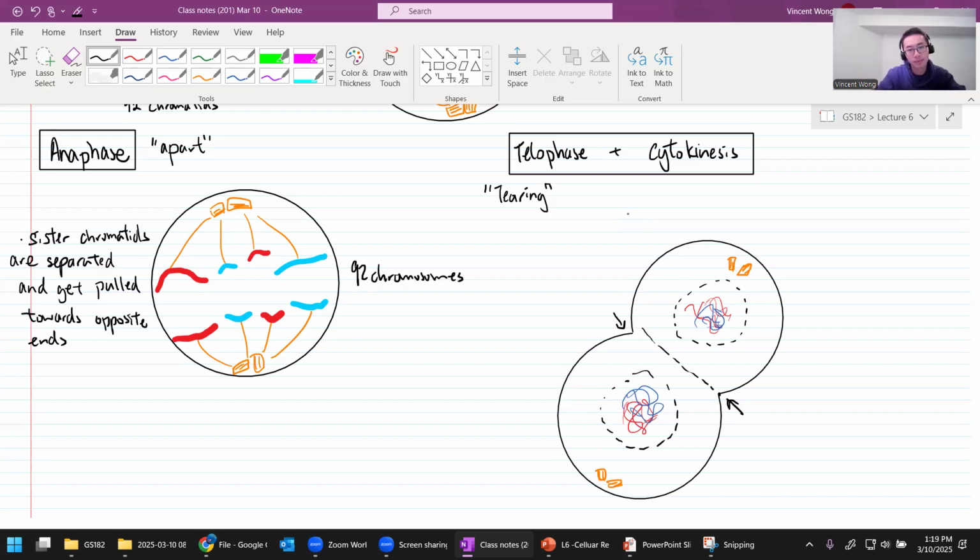Right? Cytokinesis, this word, like what does it mean? Forgot to tell you. This is the division of the cytoplasm. Division of the cytoplasm. All right.